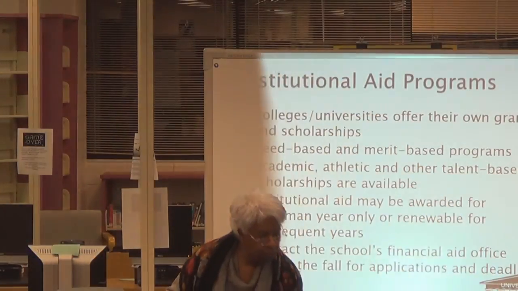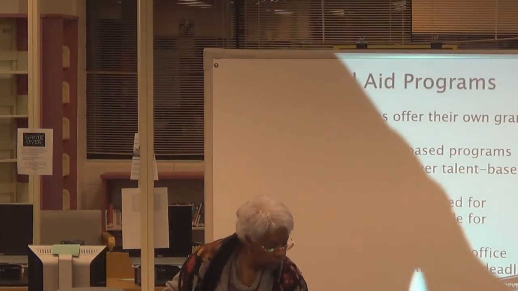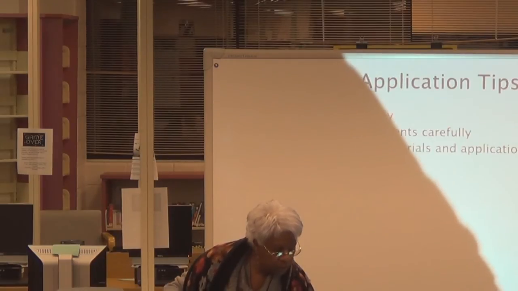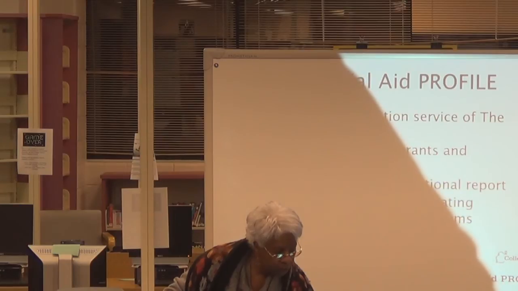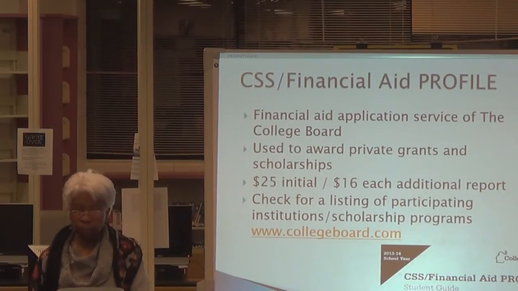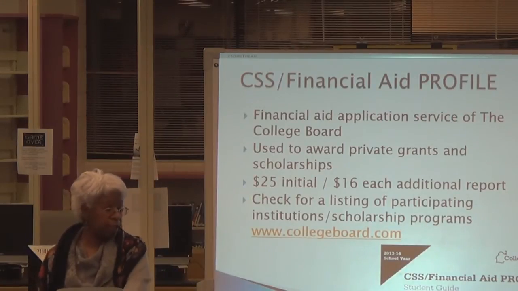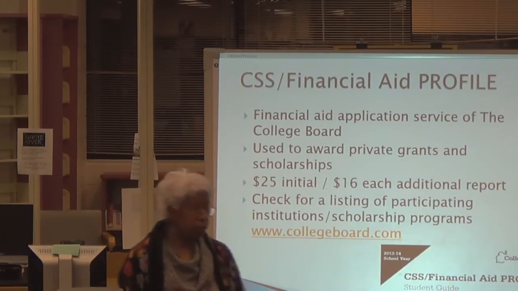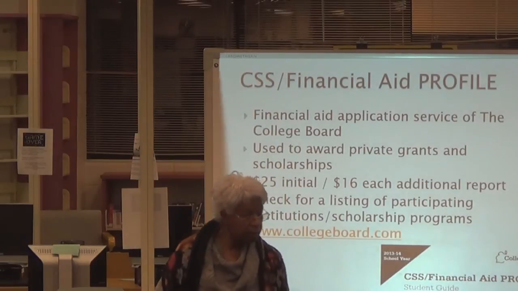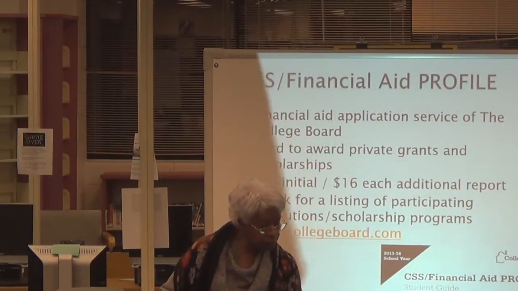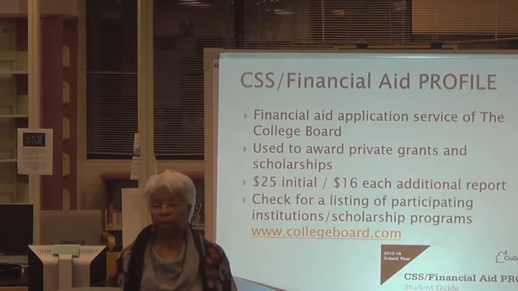Okay. Then there's the institution that has money. We've already talked about that. The private sources. That's also in your handout. Some of you will be going to private schools, and many of the private schools, in addition to the FAFSA, will use the CSS profile. And actually, the CSS profile used to be the primary financial aid application. It does have a cost. It's $25 for the initial one. You can see the other information here.